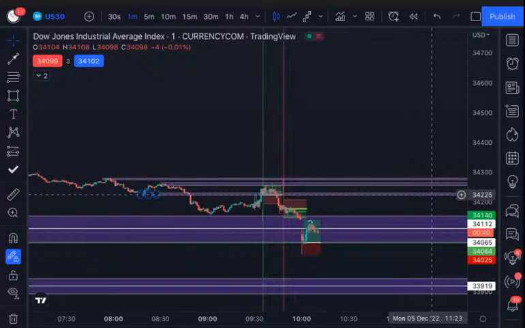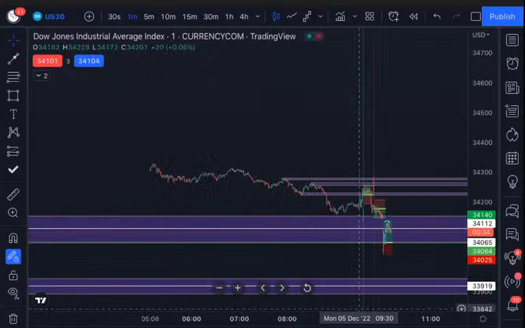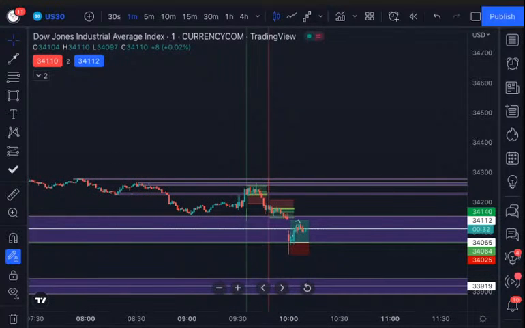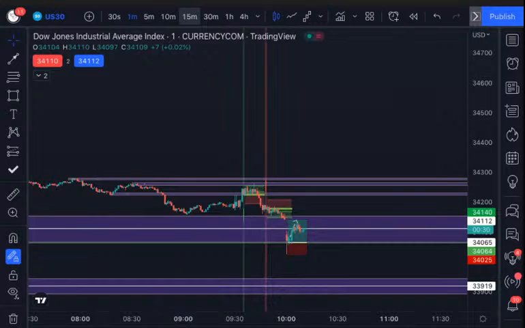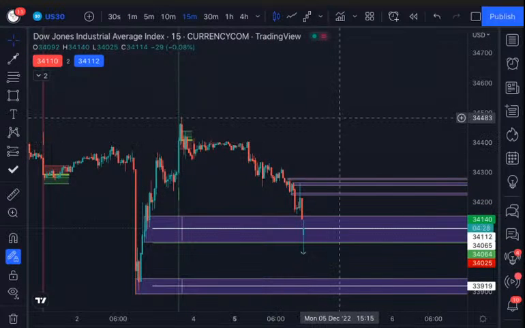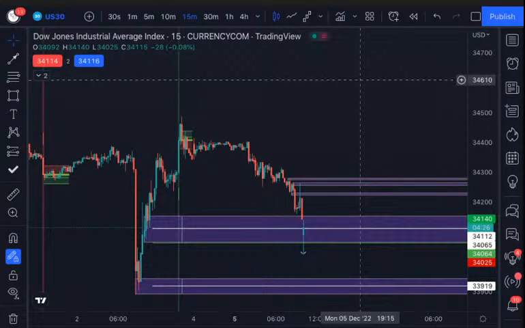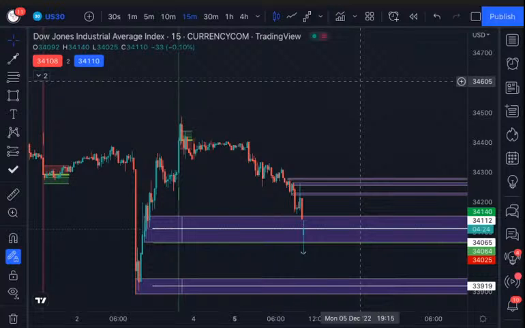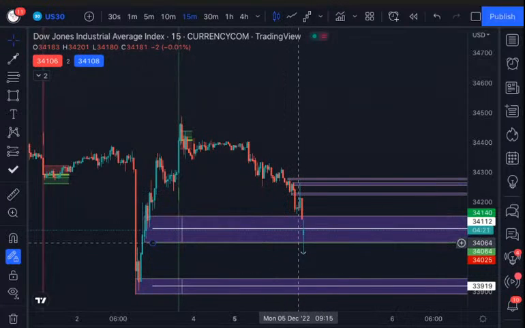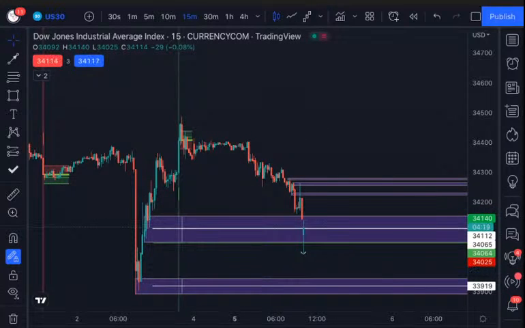You can easily see it go up to 3460. You have some levels up there on a higher time frame. Let's go to the 15 minute. We have these levels, 3460 all the way up here. That could possibly be our target for this retracement if the price holds right there.